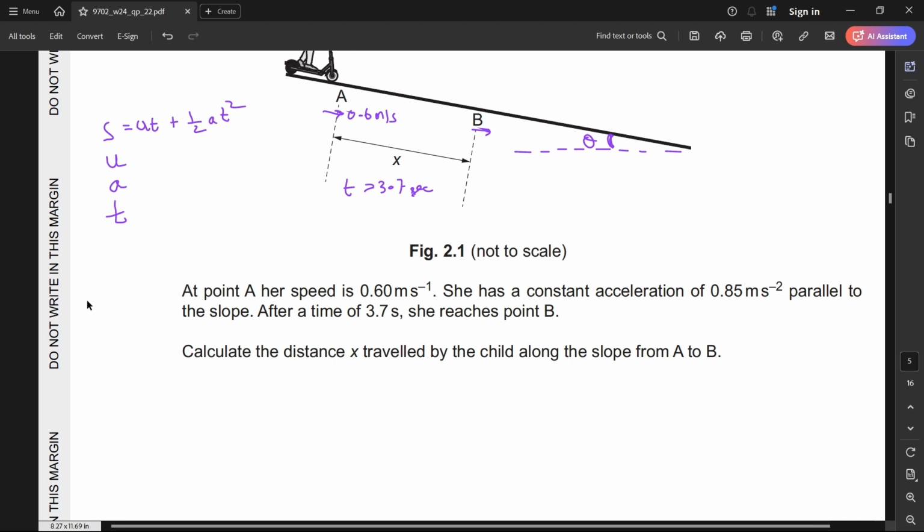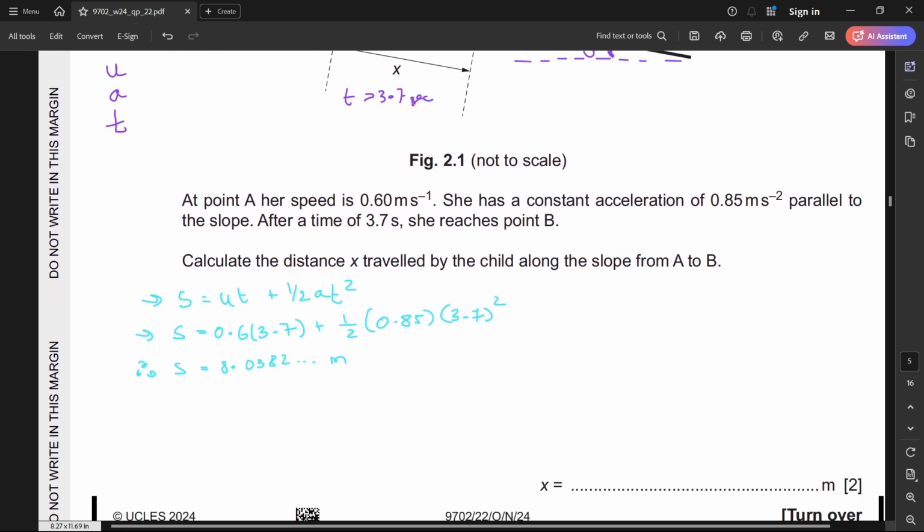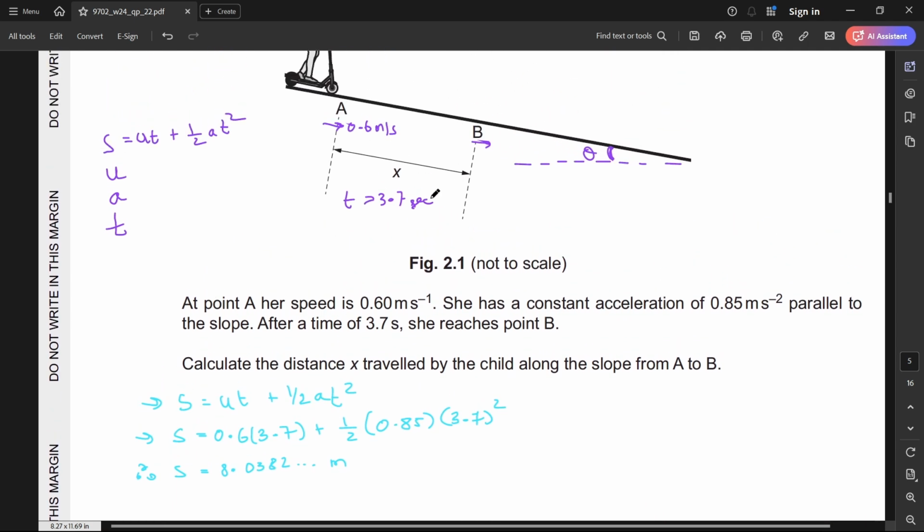And therefore, if I come over here and mention what kind of formula we are going to use, it is going to be ut + ½at². And then my u value is 0.6, my time value is 3.7, half the value of a is 0.85 meter per second squared and 3.7 squared. Based on this, the value of s that I will get in my calculator, if I plug all these things in, 0.6 × 3.7 + ½ × 0.85 × 3.7² comes out to be 8.0382 meters. So based on this, I can state that the value of x comes out to be 8 meters. So that is the value of x that we have got over here.